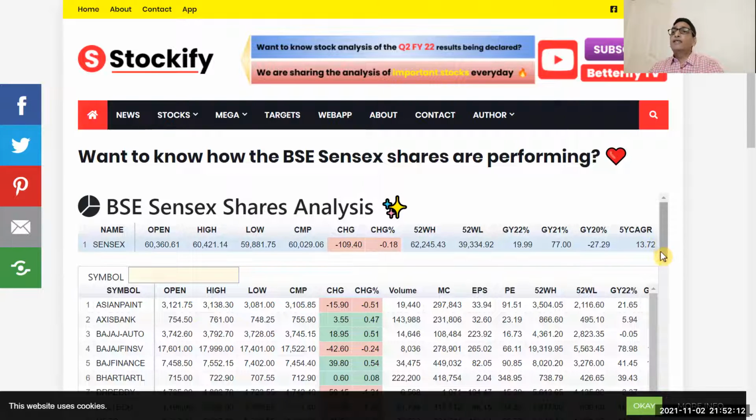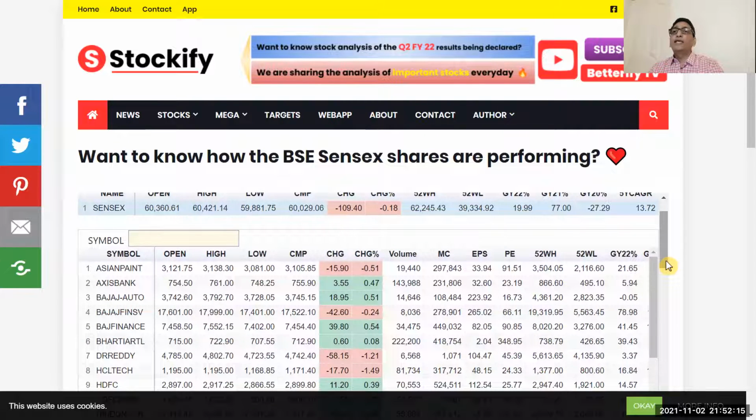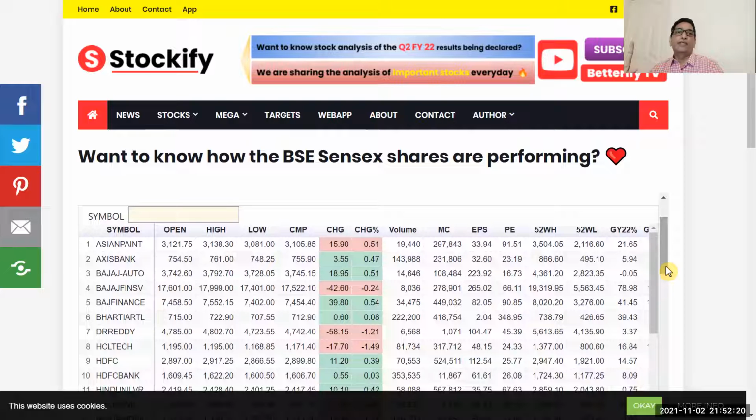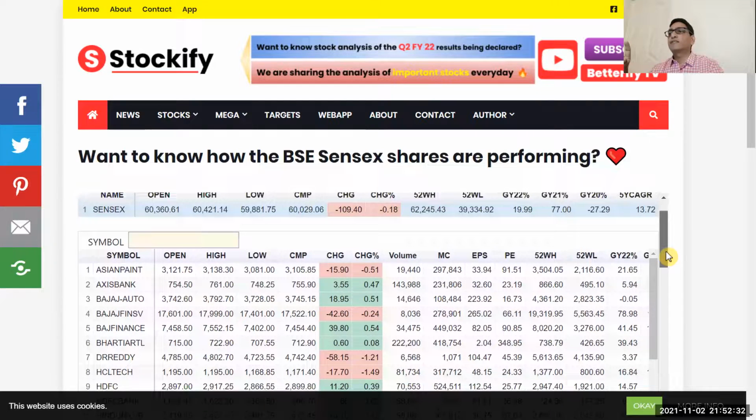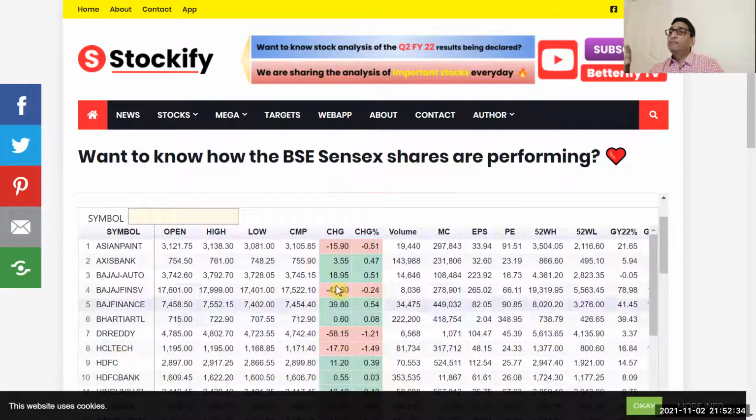Now let us deep dive into the components of this index. This index has 30 components, the 30 big market cap shares, big company shares. This index consists of 30 shares. Now the table below gives you similar information and maybe a little more information on all components of any index, but here we are talking about the Sensex. Now the beauty is that you can sort on any column.